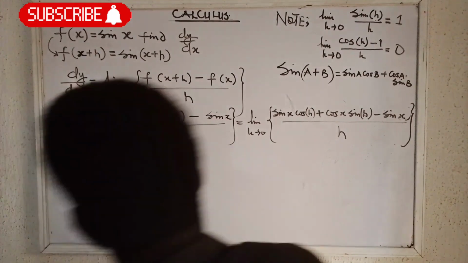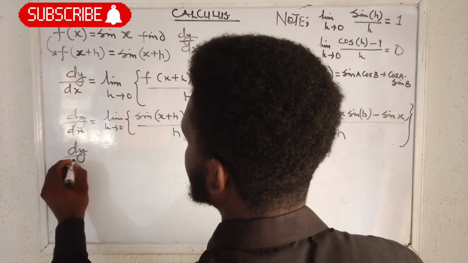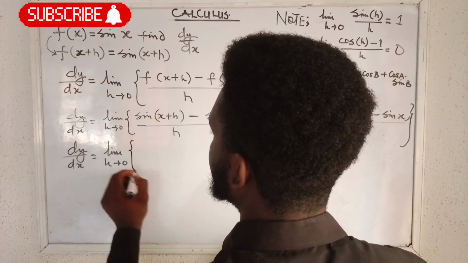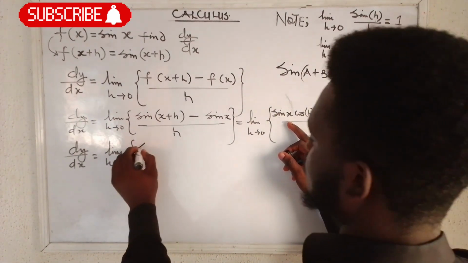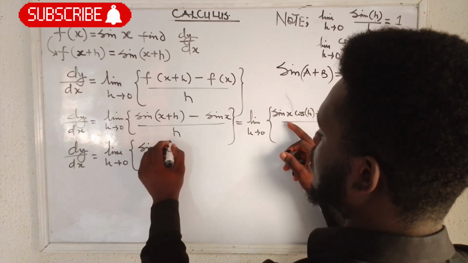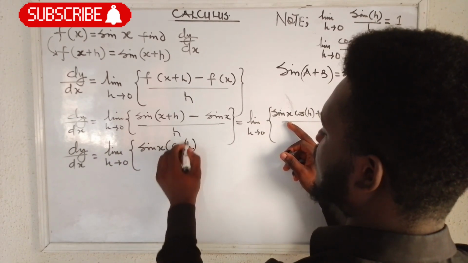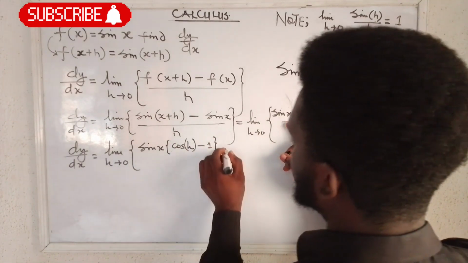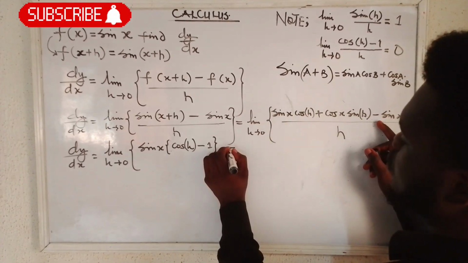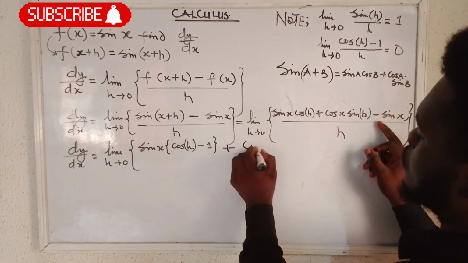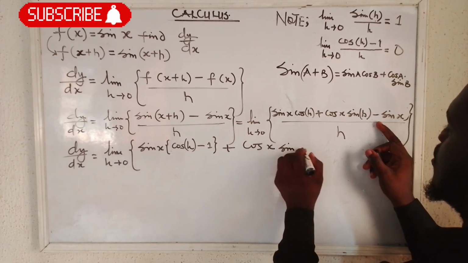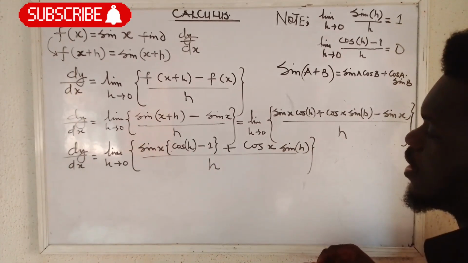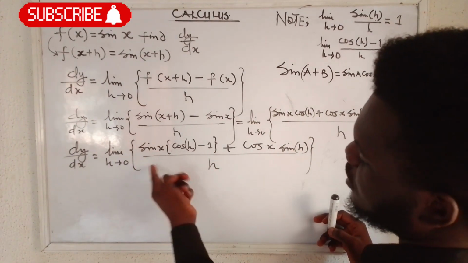So if we are doing that, we have that dy dx will be equal to the limit as h tends to 0. So we are factorizing what? Sine x out. So the sine of x comes out, and we are left with the cos of the increment in x minus 1. Let me write this well so we are not confused. Then plus the cosine of x, the sine of h, all divided by h.